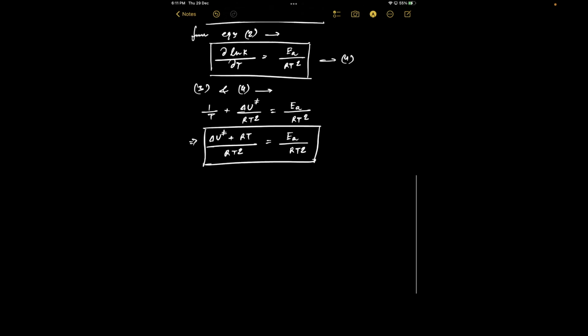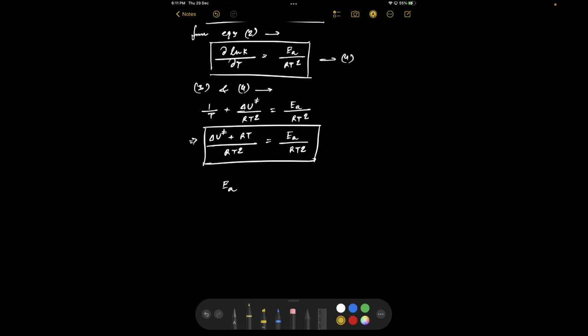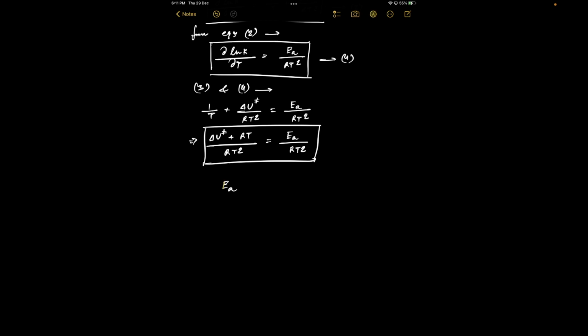From this equation you can get the relationship between the activation energy and the internal energy of activation, which is delta U double dagger. So EA will be delta U double dagger plus RT.